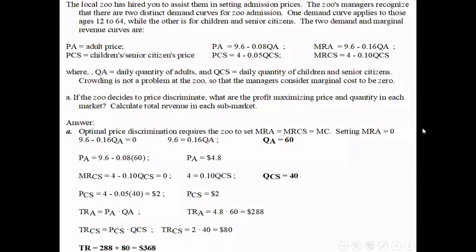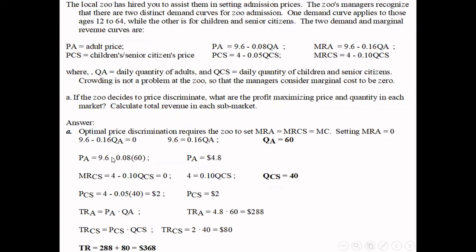So he assumed here that the marginal cost equals 0. I equate 9.6 minus 0.16 QA to 0 to determine the quantity of the first group. How can the marginal cost be 0? Because all they spend in the zoo or on the infrastructure is fixed cost, while the operational cost is minimal.